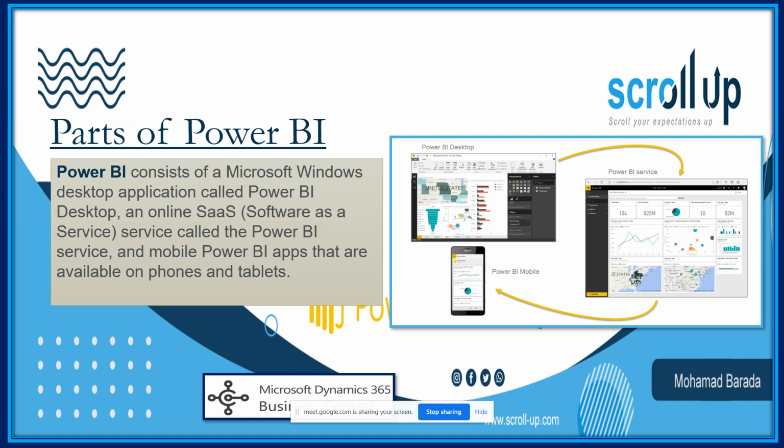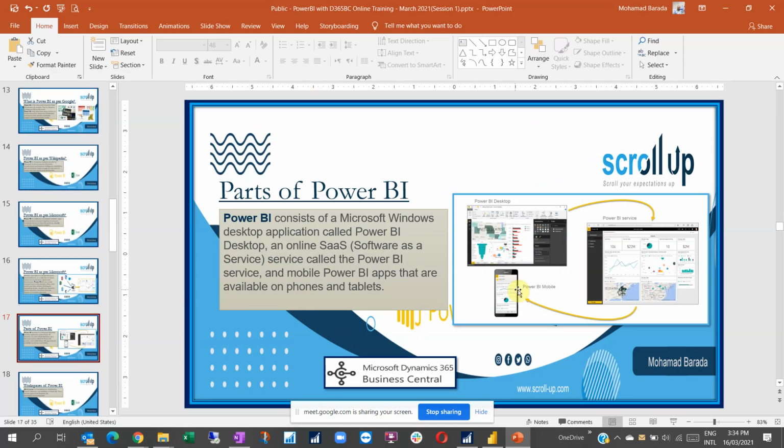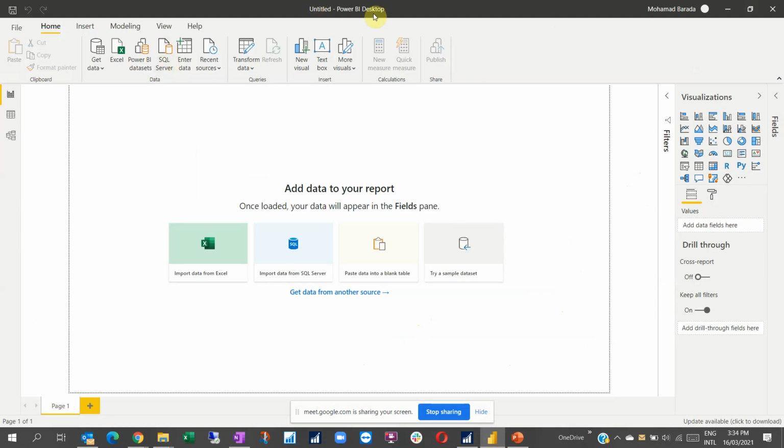So Power BI Desktop is a client you install on your PC, so you can use it to work with Power BI. This is where you can see this icon. It will open this way. This is Power BI Desktop. Okay, so it is installed on your PC, so you can use it.